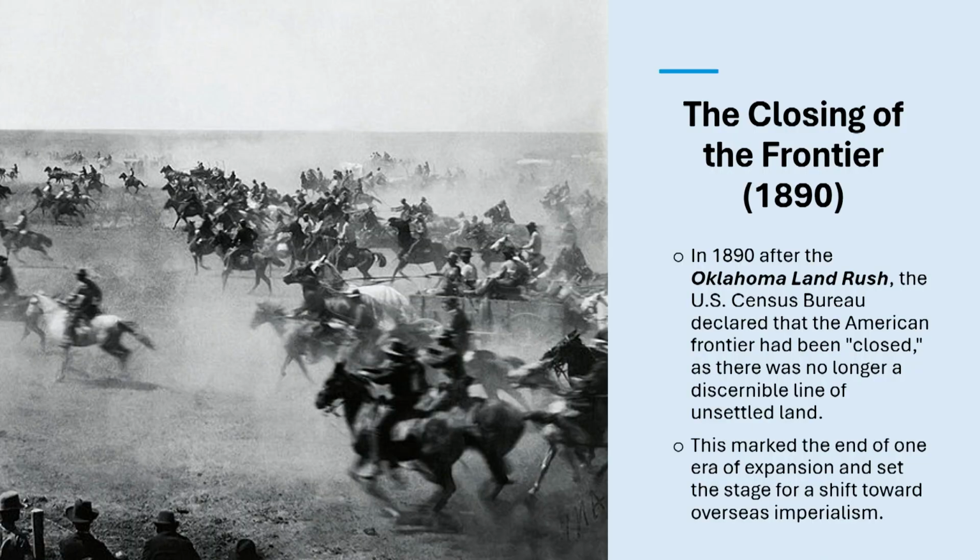The closing of the frontier. In 1890, after the Oklahoma land rush, the U.S. Census Bureau declared that the American frontier had been closed as there was no longer a discernible line of unsettled land. This marked the end of one era of expansion and set the stage for a shift toward overseas imperialism.